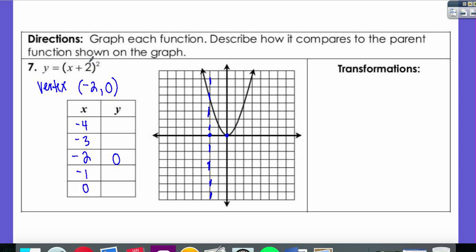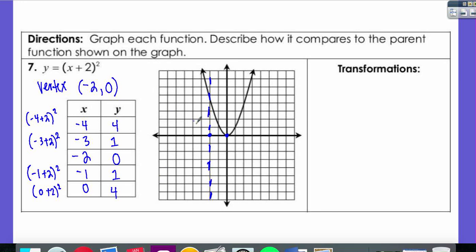If I plug in -4, I've got (-4 plus 2) squared, which is (-2) squared, which is +4. If I plug in -3, (-3 plus 2) squared is (-1) squared, which is +1. We already know the vertex. If we plug in -1, (-1 plus 2) squared is 1 squared, which is 1. And then (0 plus 2) squared is just 2 squared, which is 4.